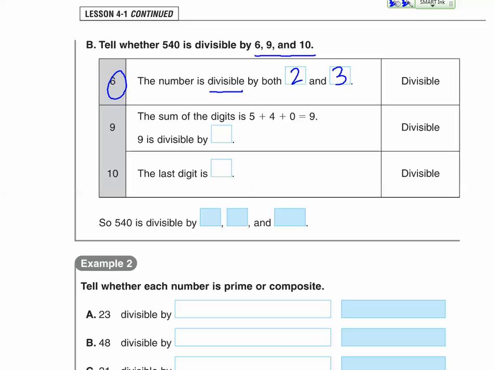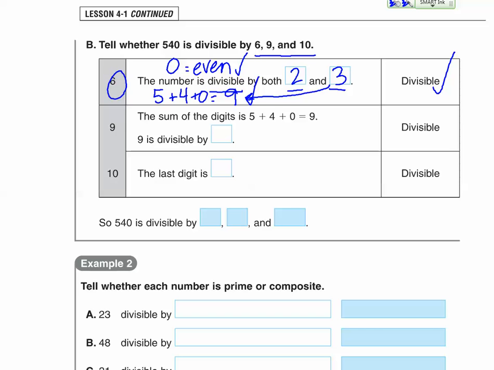So Panthers, let's remind ourselves, the rule for 2 is that the last digit, in this case a 0, must be even. Is 0 an even number? Yes. The other rule for 3 is that if you add up the digits, so 5 plus 4 plus 0 gives us 9. Panthers, does 3 go evenly into that sum of 9? The answer is yes. So when the number is divisible by both 2 and 3, we also know it's divisible by 6. I want you to think about, what does 2 and 3 have to do with 6?